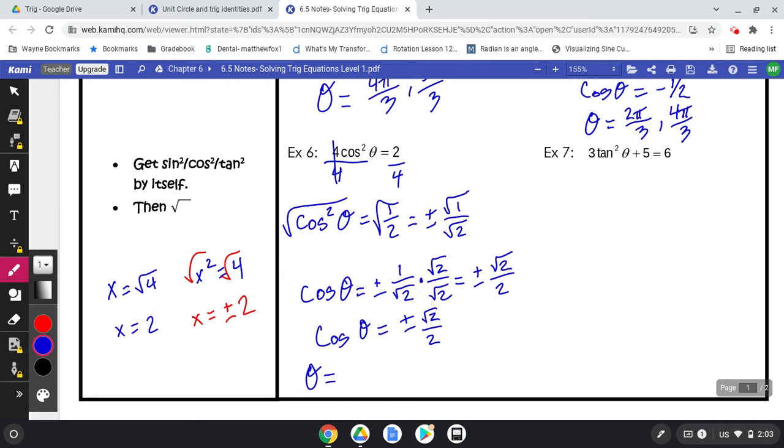So we want to find where is cosine either positive or negative square root of 2 over 2. So that will occur at pi over 4, at 3 pi over 4, at 5 pi over 4, and finally at 7 pi over 4.